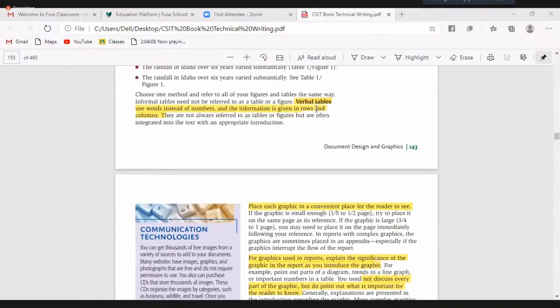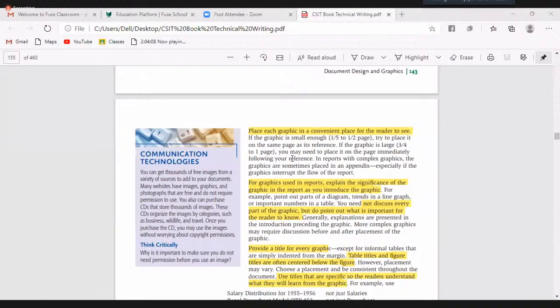So here, verbal tables use words instead of numbers, and the information is given in rows and columns, just like I've shown you. Then another point is to place each graphic in a convenient place for the reader to see. On a page, you have to decide where to put a graphic so that the readers can see it easily.